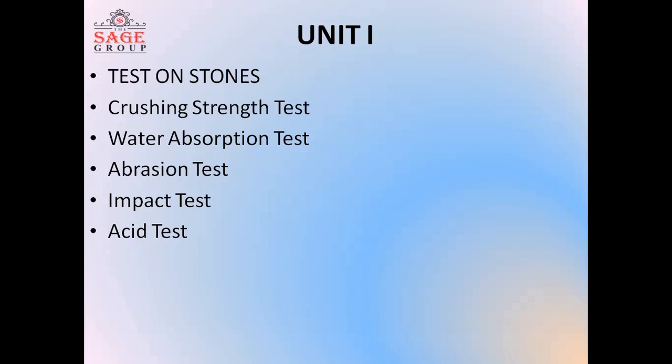The tests which we are going to study are the crushing strength test, to find out the strength and the compactness of the stone; the water absorption test, to find how much percentage of water is absorbed by the stone; then the abrasion test, to find out the wear and tear due to continuous impact and contact action between stone particles or other material, so that we can decide whether a particular type of stone should be used on the pavement surface or not. Then the impact test and the acid test.